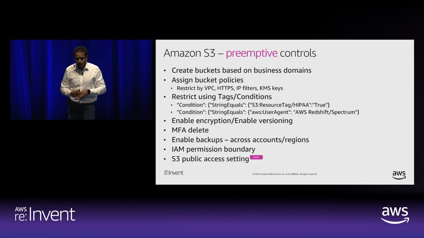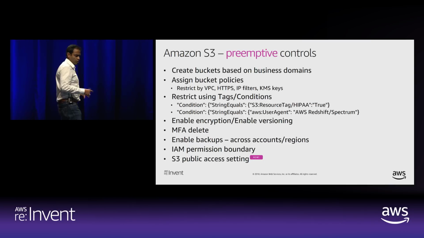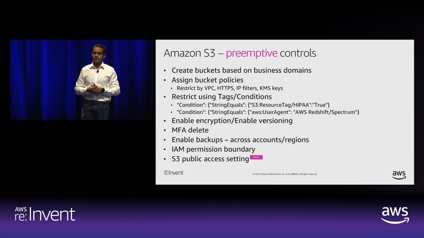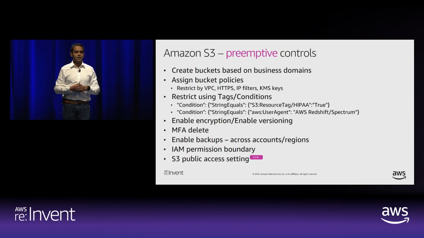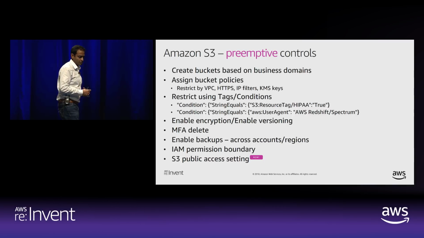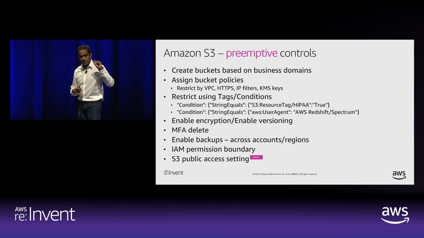Finally, the last one, recent announcement came out back on 15th of November. This idea of using access setting, a public access setting. So think about this as a way to restrict public access at a bucket level or an account level, and that can override any other bucket policy. So it's something that's available now. If you go to the S3 console, you'll be able to actually see this and apply this public access setting.